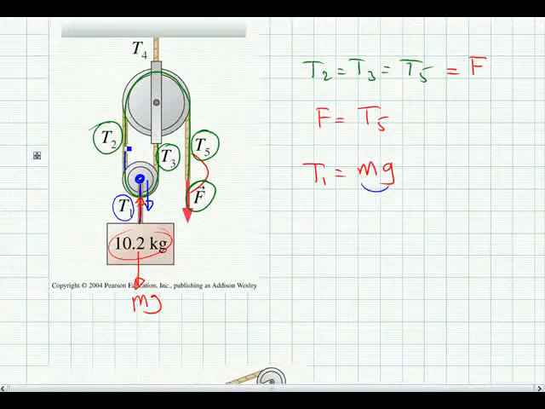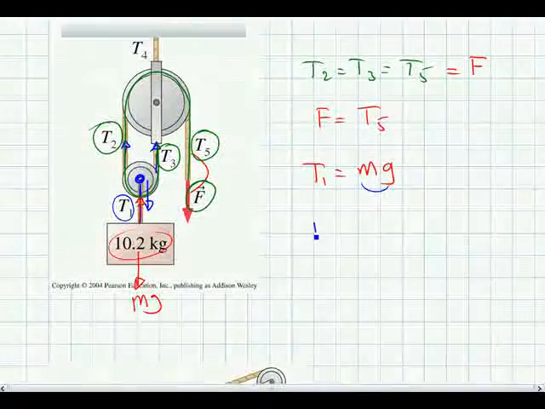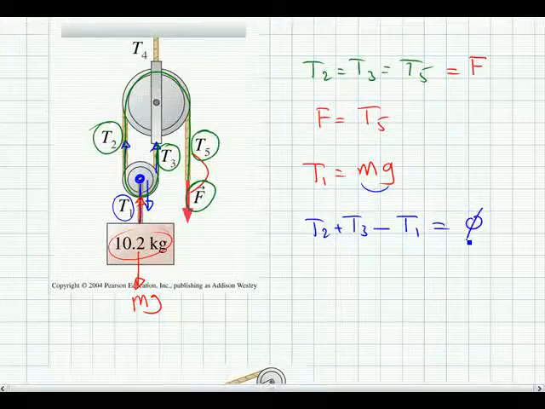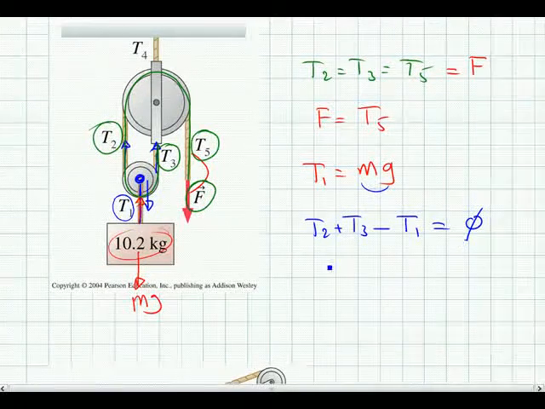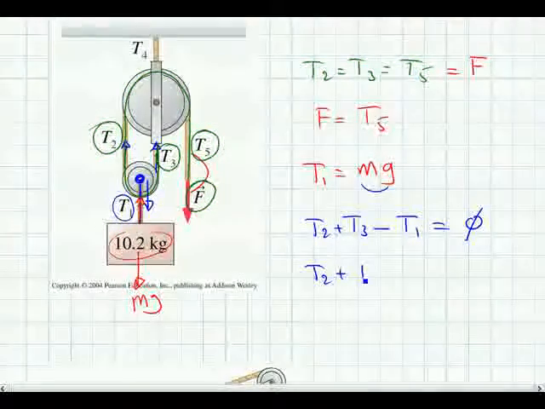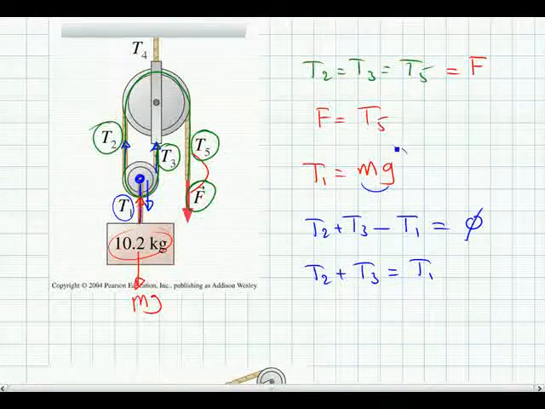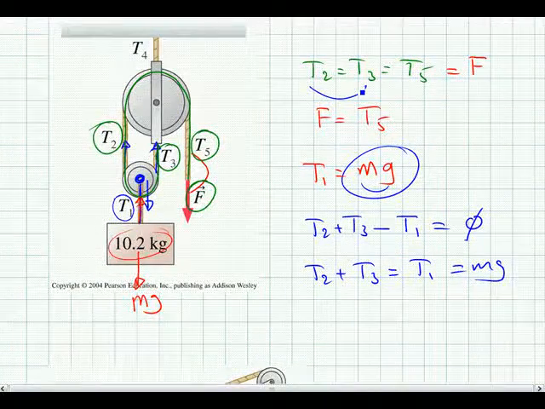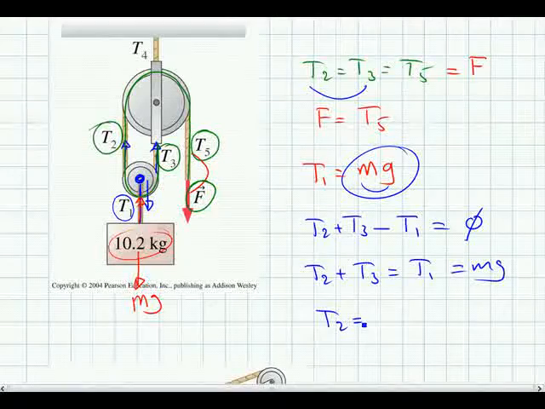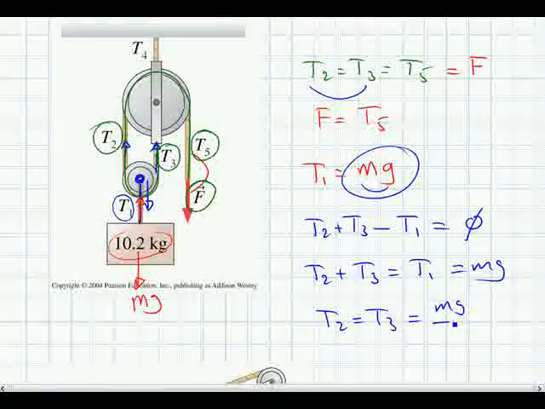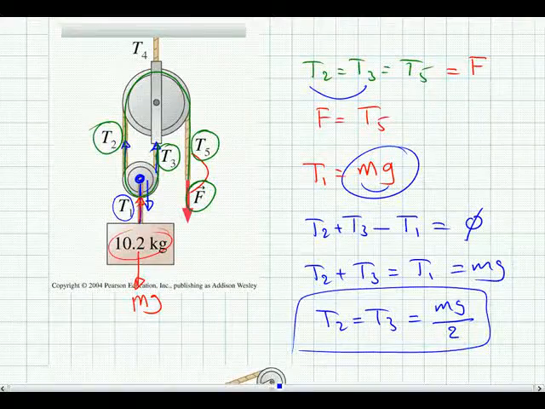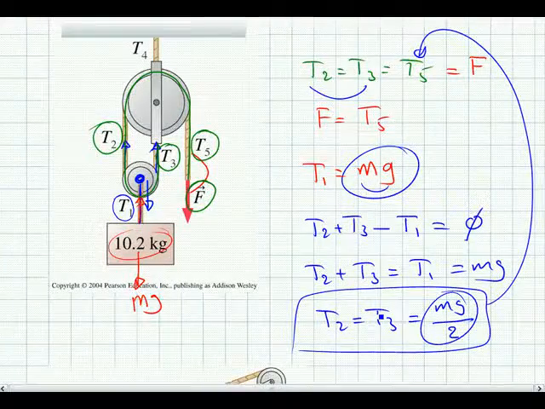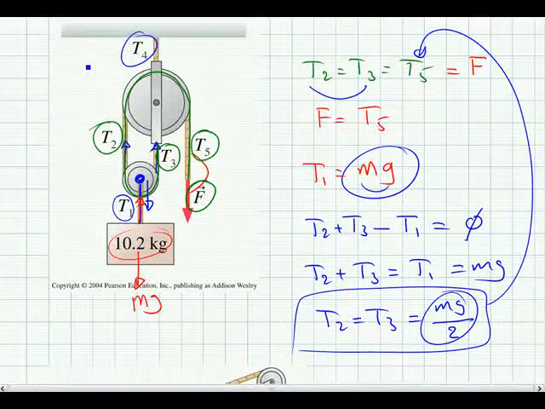And pulling up on that pulley I have T2 and T3. Therefore T2 plus T3 minus T1 must equal 0, because the pulley is not accelerating up or down. So T2 plus T3 must equal T1, which we said is equal to mg. Since I know T2 and T3 are equal, that means T2 is equal to T3, which is equal to mg over 2. Which also sets T5 equal to mg over 2 as well, and that only leaves T4 to be identified.